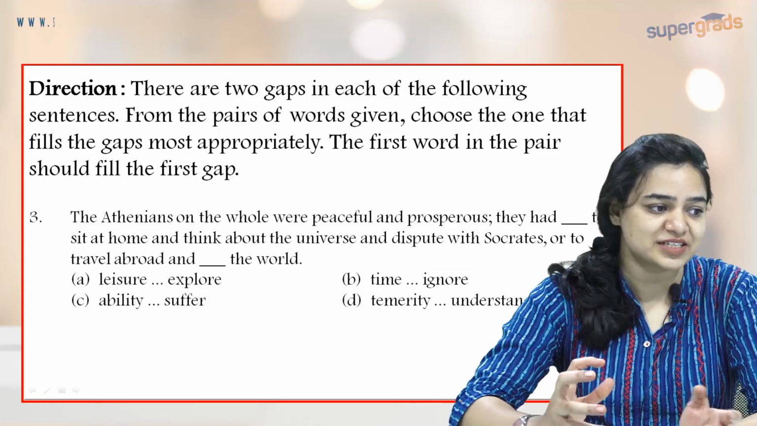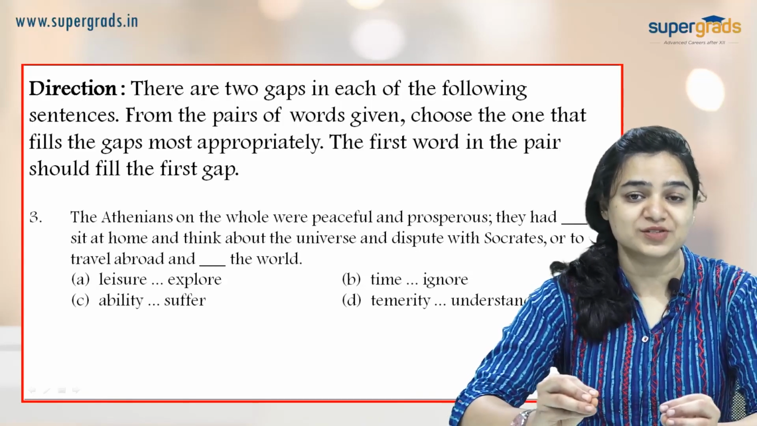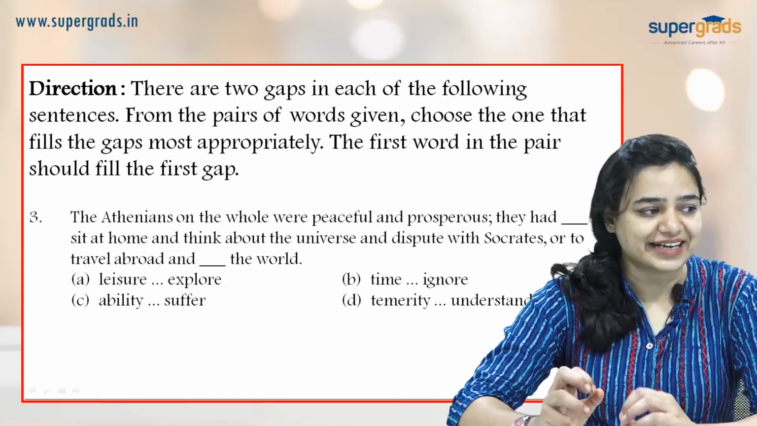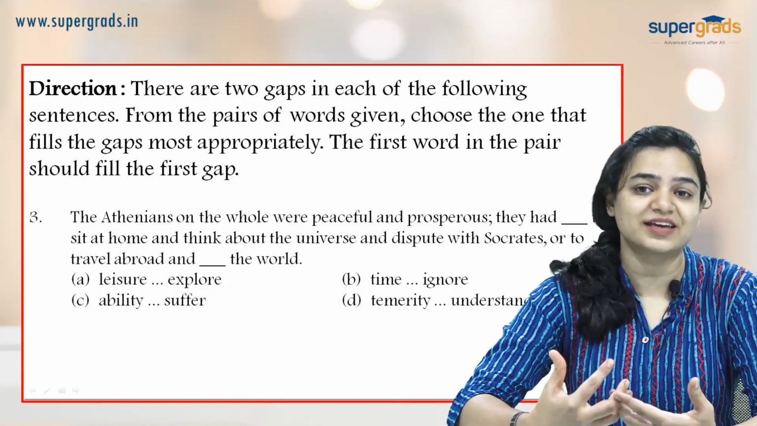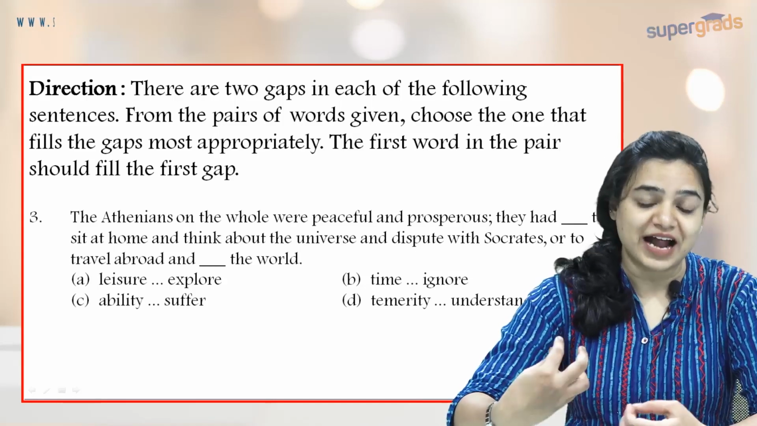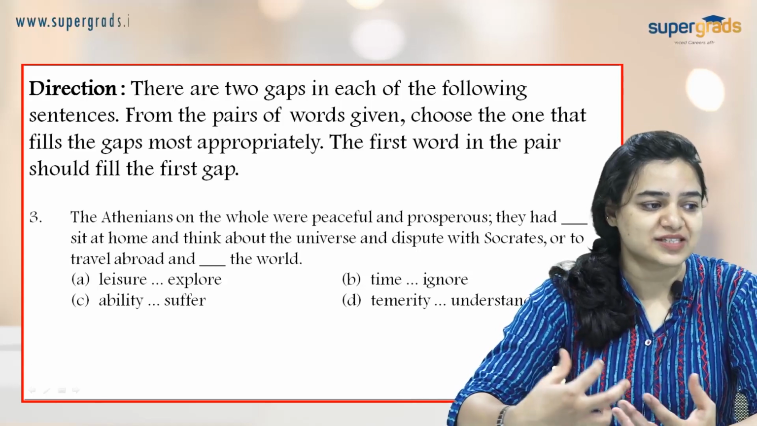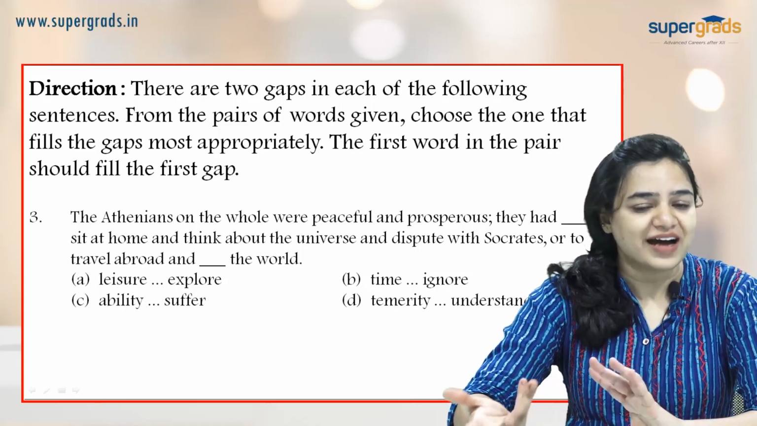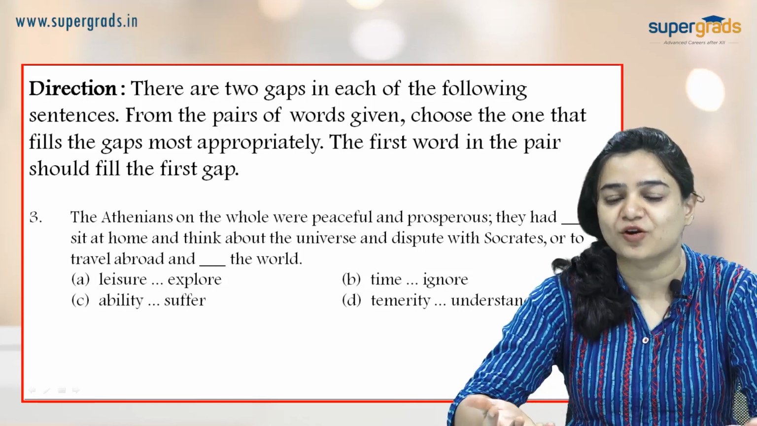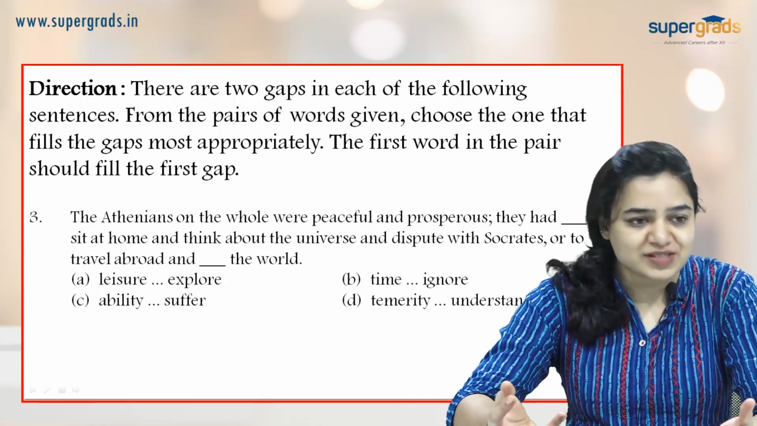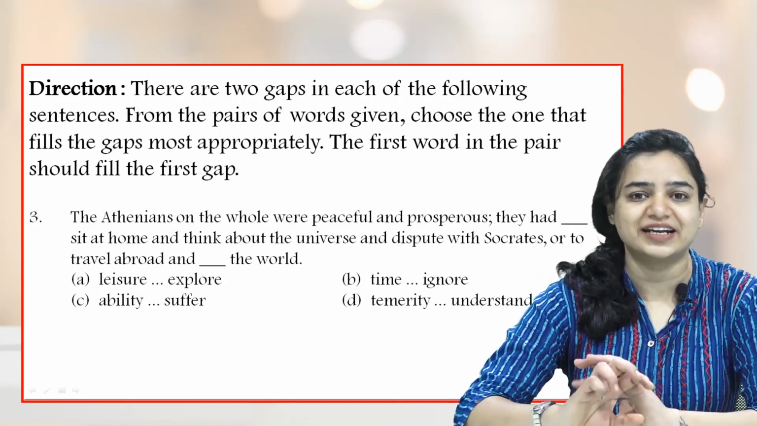Did they have ability, time? Now these things could fit, but remember that we also have a second blank, and the second blank could take nothing but explore, because these people are thinking about traveling abroad and exploring the world. Now, I cannot replace explore with suffer or ignore or understand. They are talking about going out there, exploring what all the world has to offer. So this one was pretty easy to fill in if you understand the entire context.